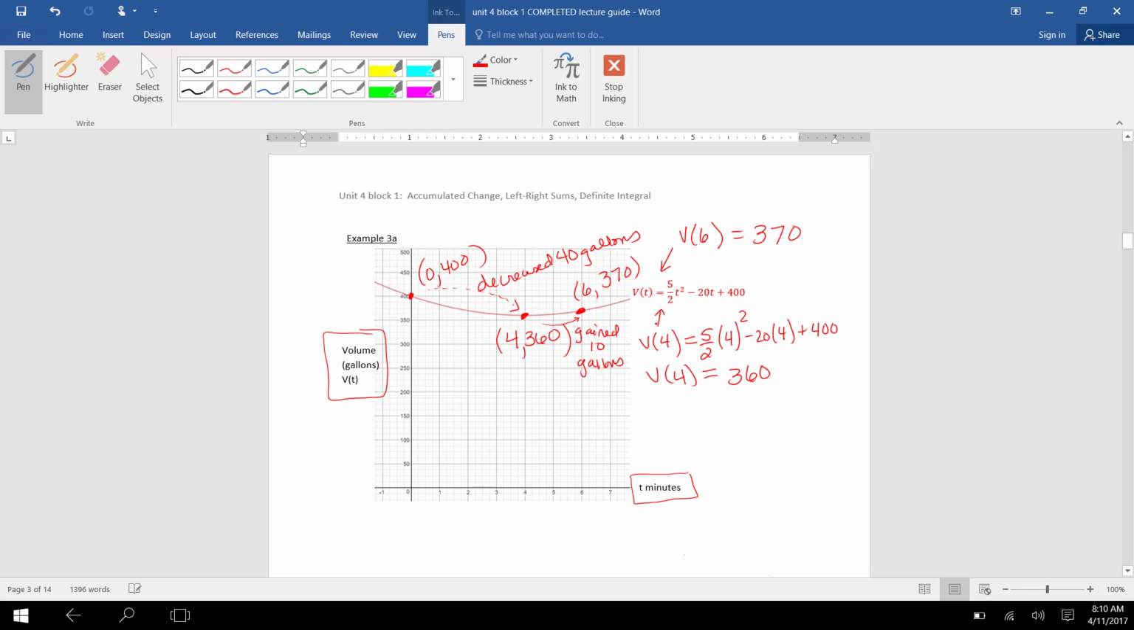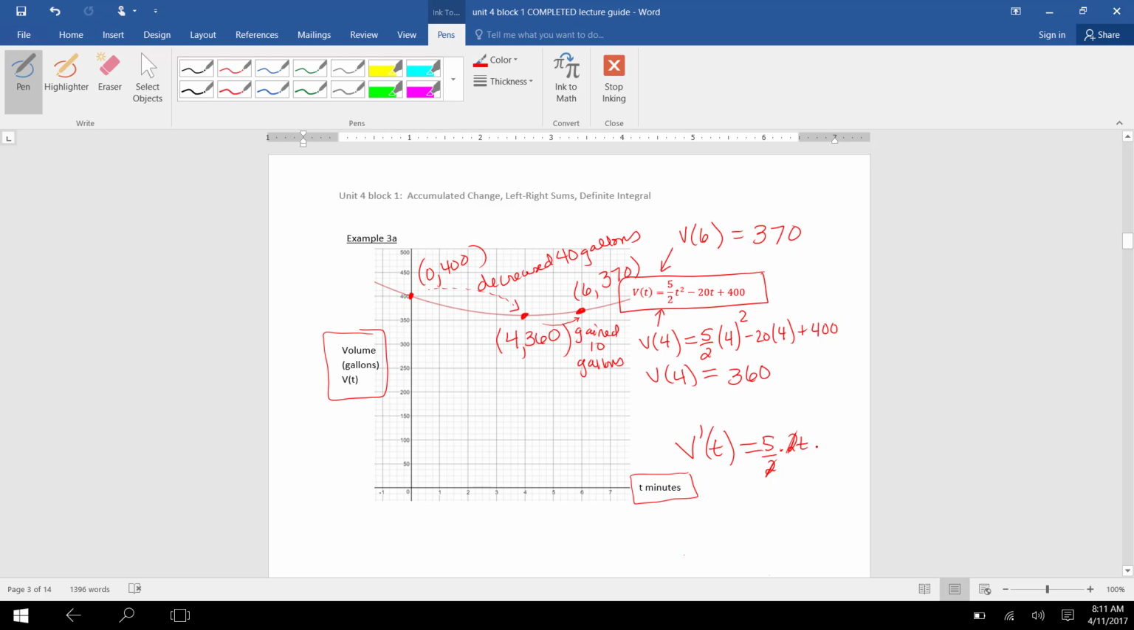Why is this important? On the previous page, we looked at a rate example where from minute 0 to 4, it lost 40 gallons. From minute 4 to 6, it gained 10 gallons. That rate function was the rate of change of the volume. Notice this V of t function, if we were to go down here and find V prime, we start with 5/2 t squared. If you drop the 2 down, you'll have 5/2 times 2t. The 2's cancel, so you'll just have 5t.